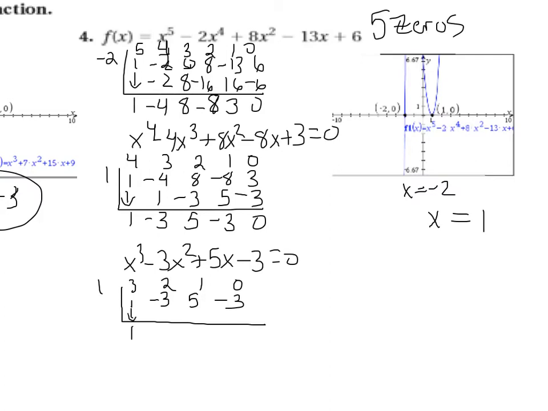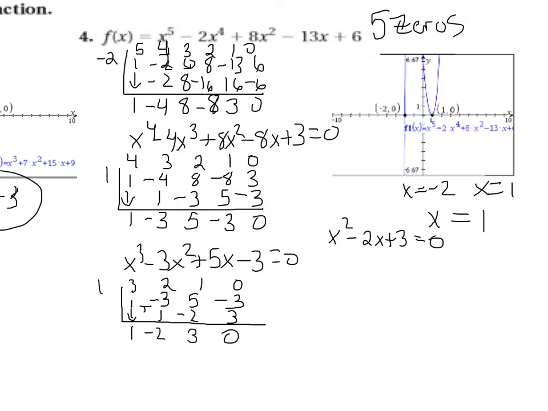Bring it down, multiply, add, multiply, add, multiply, add. See how we got a remainder of 0? That means x equals 1 is a repeated 0. So we now have 3 of the zeros because we can say x equals 1 again. So now we have this: x squared minus 2x plus 3 equals 0.